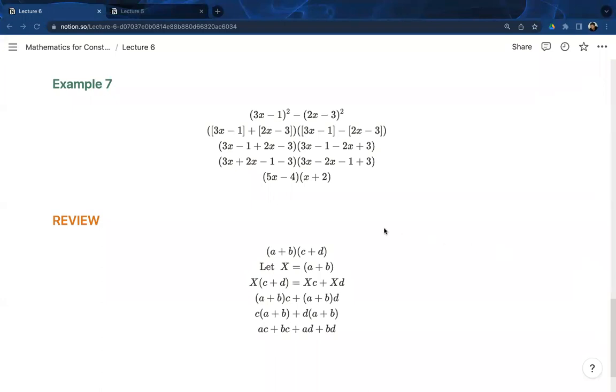So let's do a review. Suppose we have two brackets, A plus B by C plus D. We let X be A plus B. So the original problem is really X by C plus D. Now, we multiply X by C and X by D. This is what the distributive law states. The third line is the application of the distributive law. But what is X? X is A plus B. So we write A plus B by C and A plus B by D. And then when we multiply C by A and C by B, this is the distributive law being applied again. Then we get these 4 terms here.